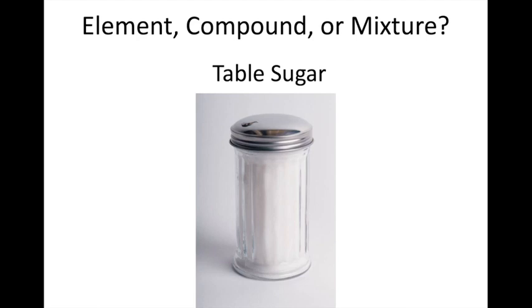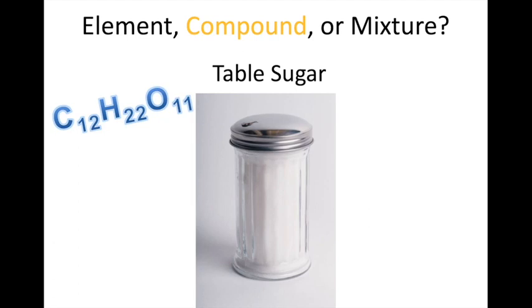Table sugar, on the other hand, is not an element because you can't find it on the periodic table. You might think it's a mixture, but actually it's a bunch of chemically bonded elements. Table sugar, this over here, bring my laser pointer back. C12H22O11 is the chemical formula for table sugar. It's just its common name.